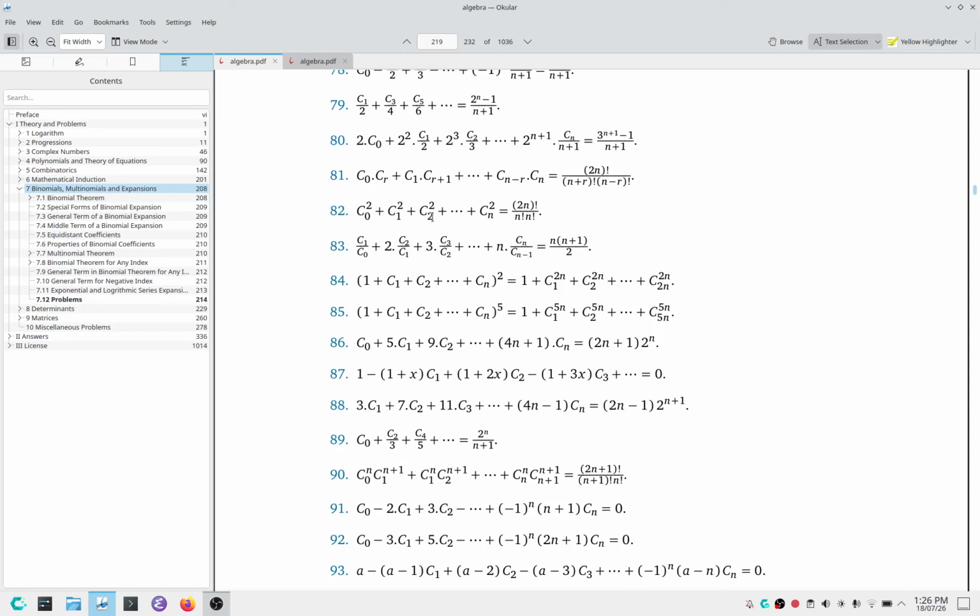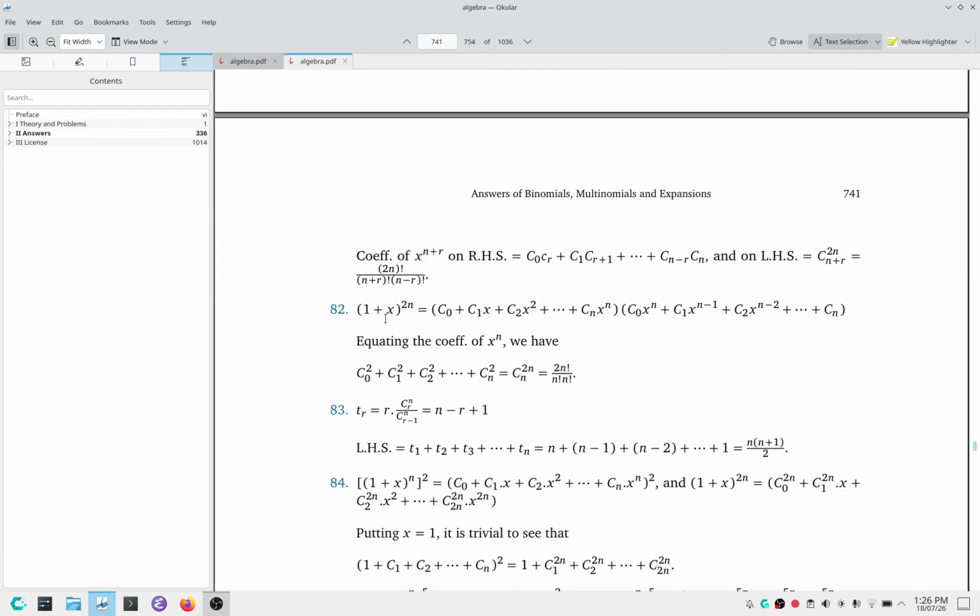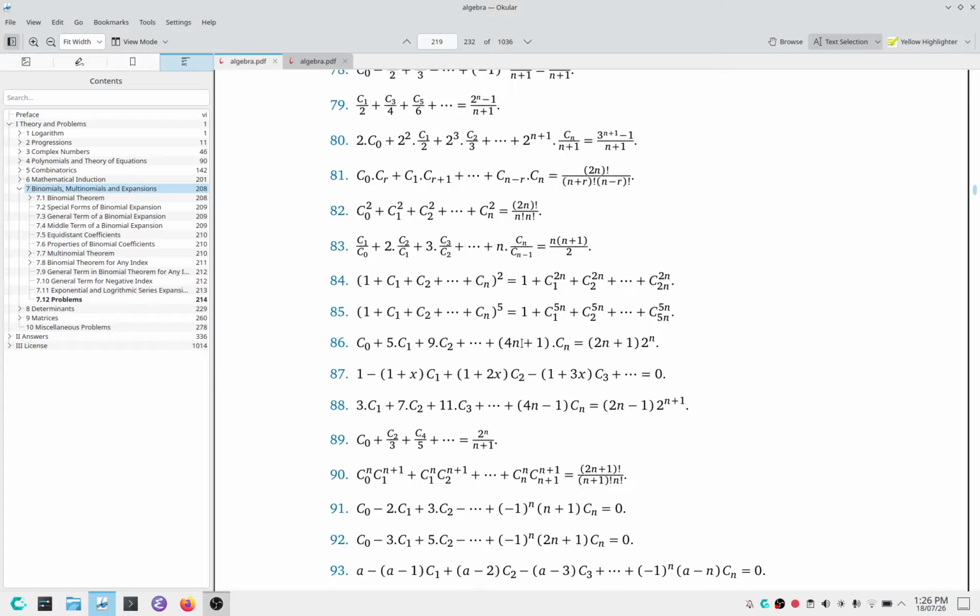Question 82 says that we have to prove that C0 square plus C1 square plus C2 square up to Cn square is equal to (2n)! upon n! times n!. So we write (1+x)^2n as C0 plus C1x plus C2x square up to Cn x^n, and the right hand side would be C0 x^n plus C1 x^(n-1) and up to Cn. So we equate the coefficient of x^n, we get C0 square plus C1 square up to Cn square is equal to 2nCn, that is (2n)! upon n! times n!.